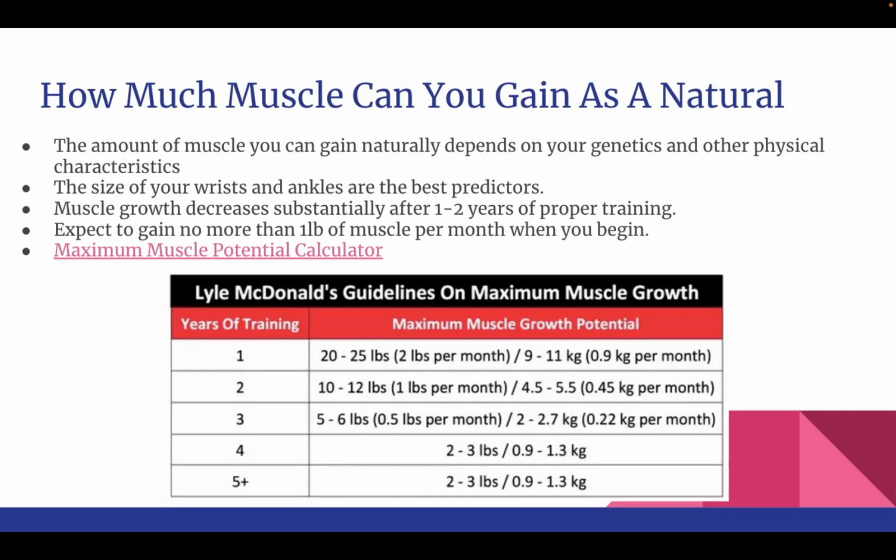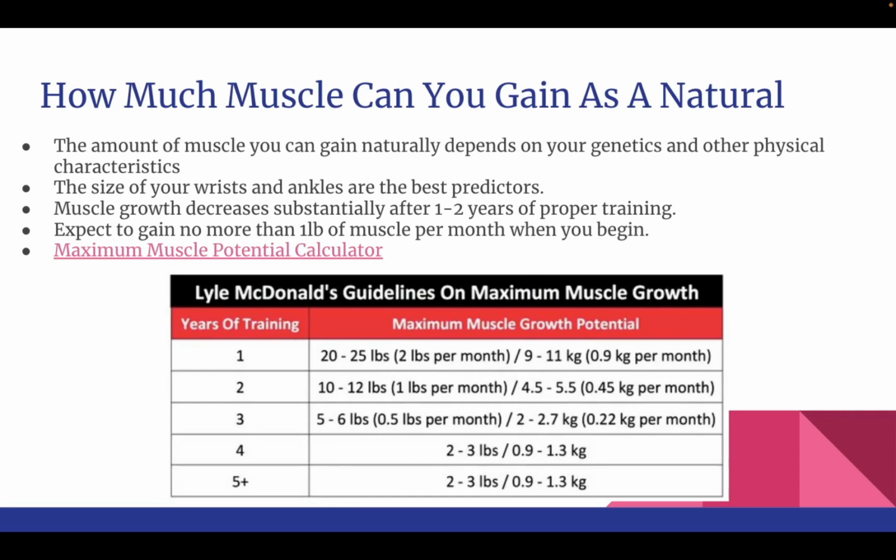Moreover, the amount of muscle you can build after 1 to 2 years of adequate training, and I won't go into details about what exactly constitutes adequate training in this video or in this course rather, because it is not in the scope, and understanding how to train properly requires its own course. And it takes a considerable amount of time and effort. But it will decrease considerably after 1 to 2 years of proper training.